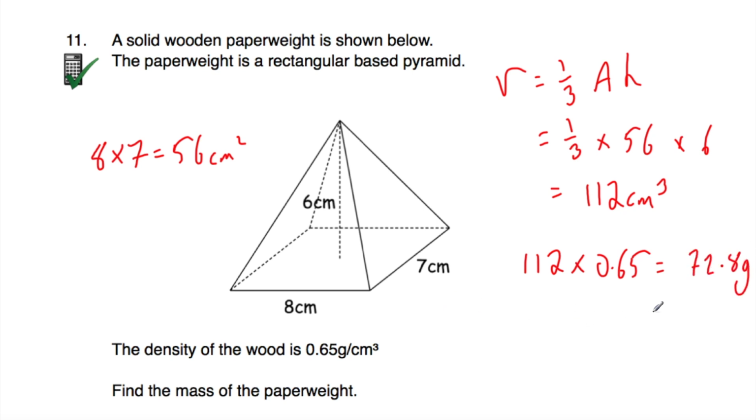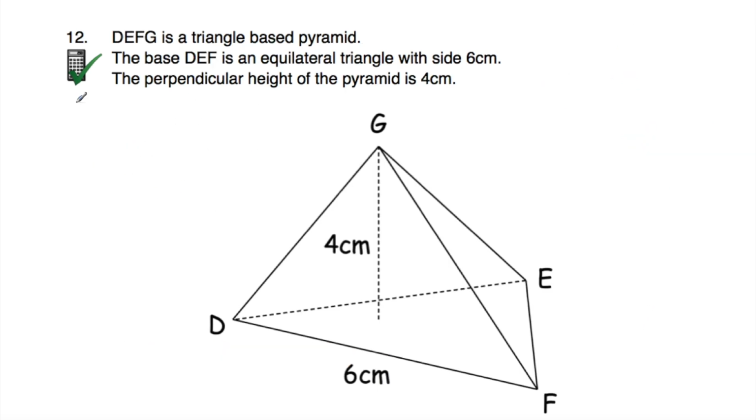So that's the mass of the paperweight, 72.8 grams. And that's it. Okay, let's have a look at our next question, question number 12.